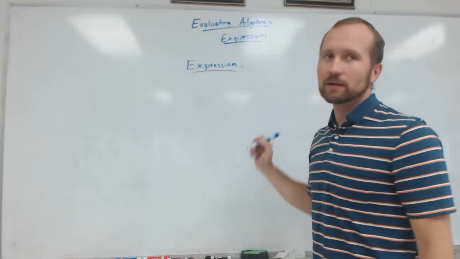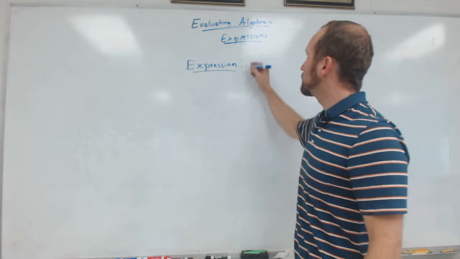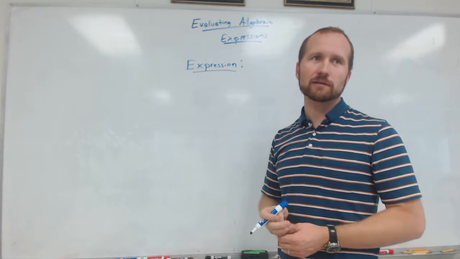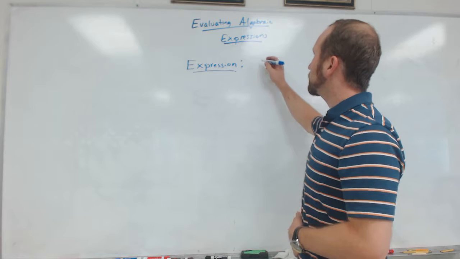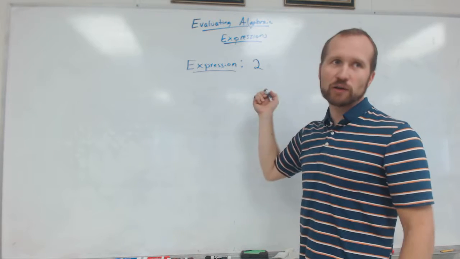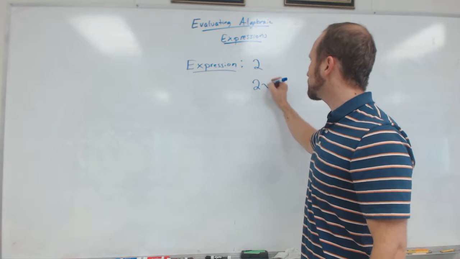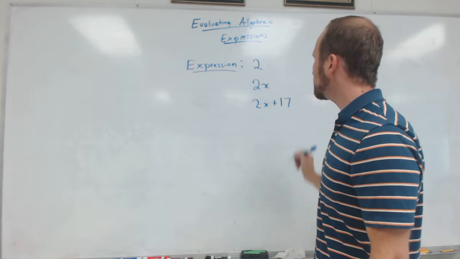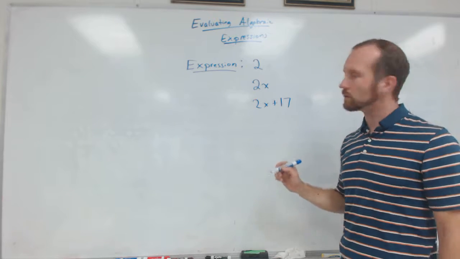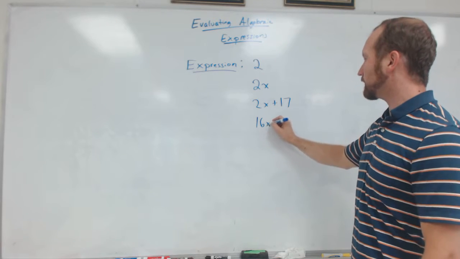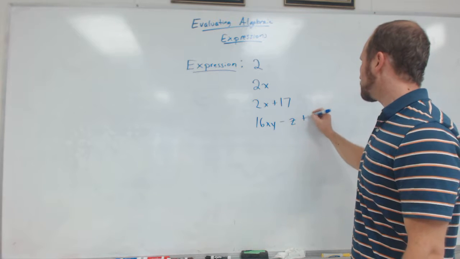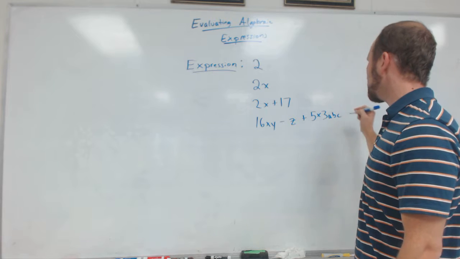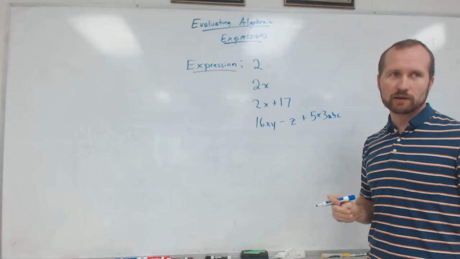An expression is simply anything that doesn't have an equal sign. Okay? So the number 2 could be considered an expression. 2x could be considered an expression. 2x plus 17 could be considered an expression. 16xy minus z plus 5 times 3abc could be considered an expression.